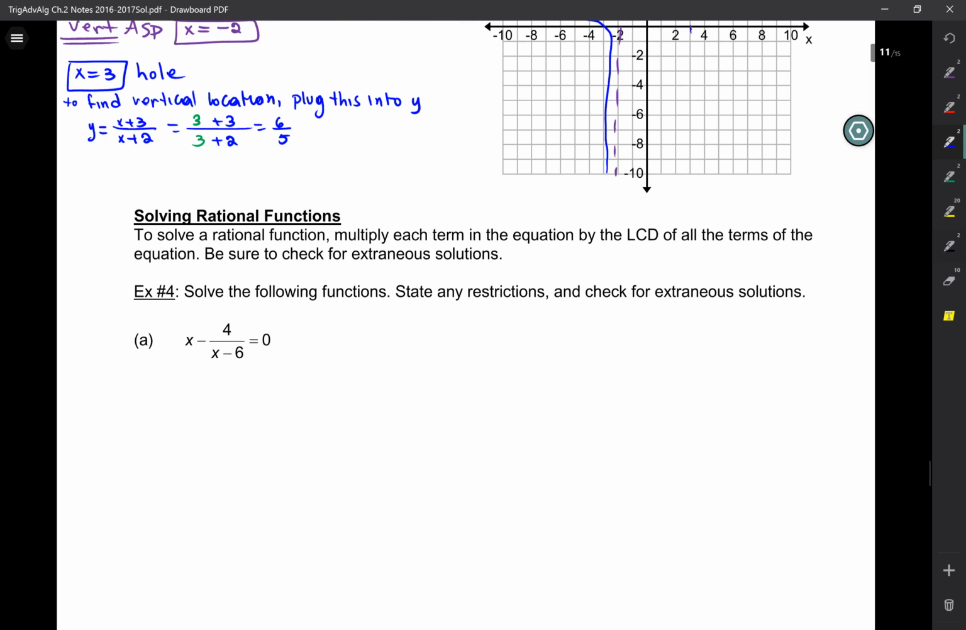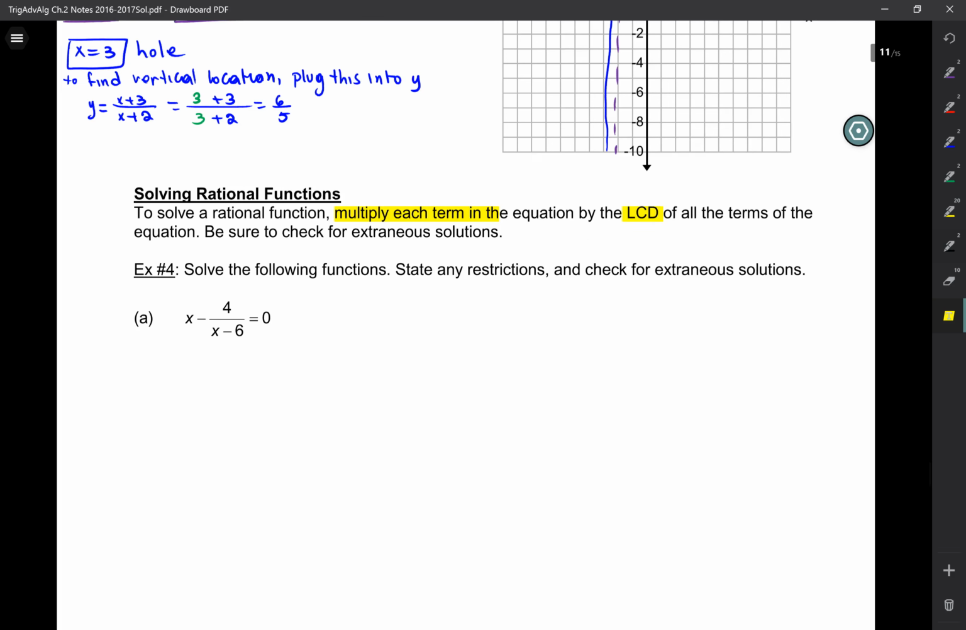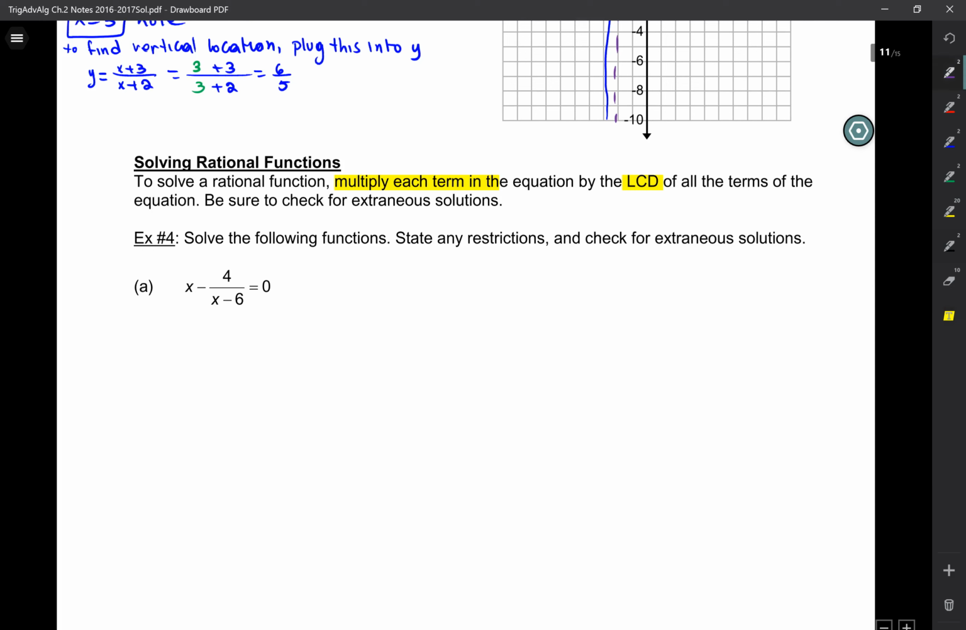How do we solve rational functions? Let's move on from the graphing. To solve these functions, we have to multiply each term by the LCD. The LCD is the lowest common denominator.